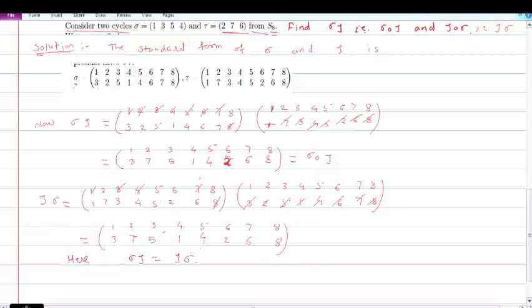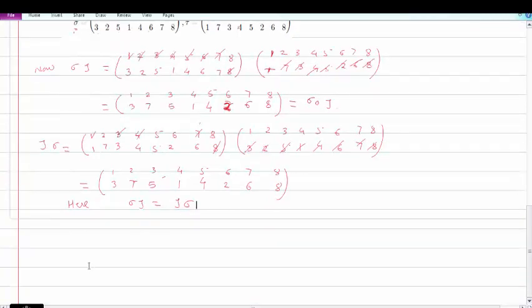One more thing to observe is that here sigma and tau are distinct and disjoint, because they have no symbol in common. Disjoint cycles are nothing but cycles which have no symbol in common. Such cycles are called disjoint cycles.